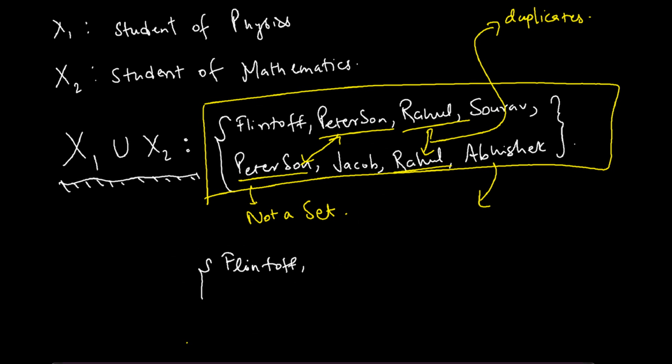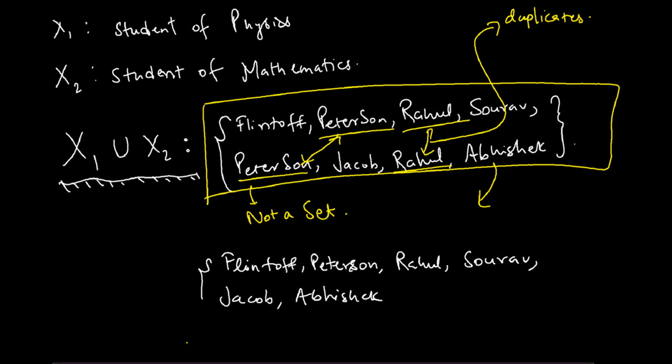Flintoff, Peterson, Rahul, Saurabh. Now Jacob, Abhishek. This is X1 union X2. Okay, this is X1 union X2.